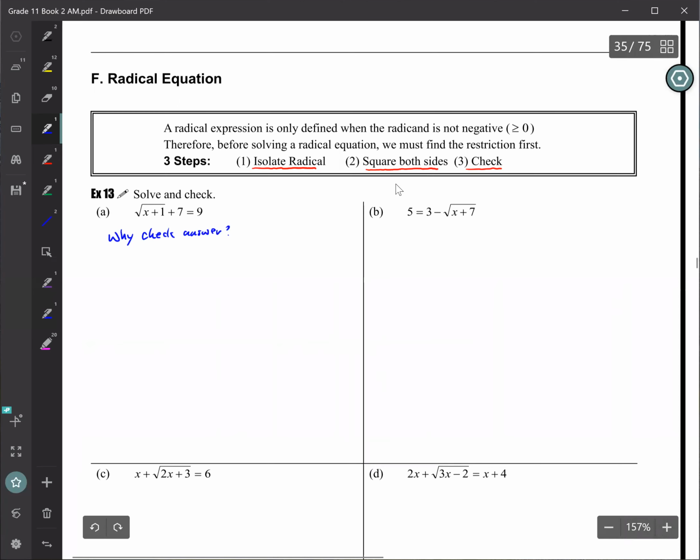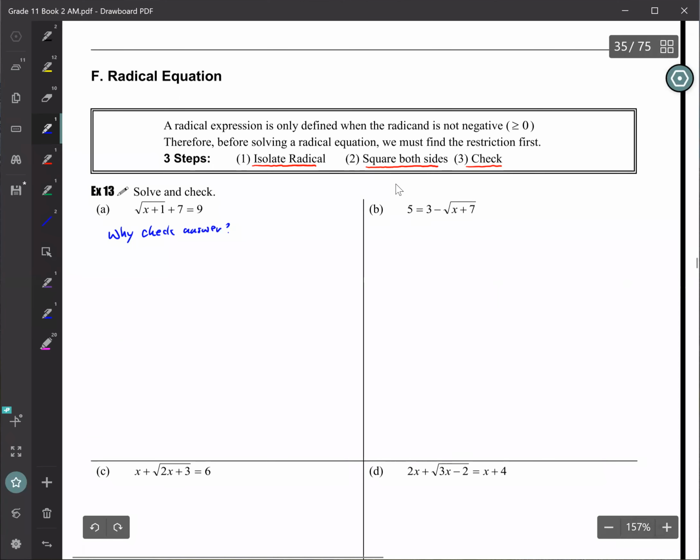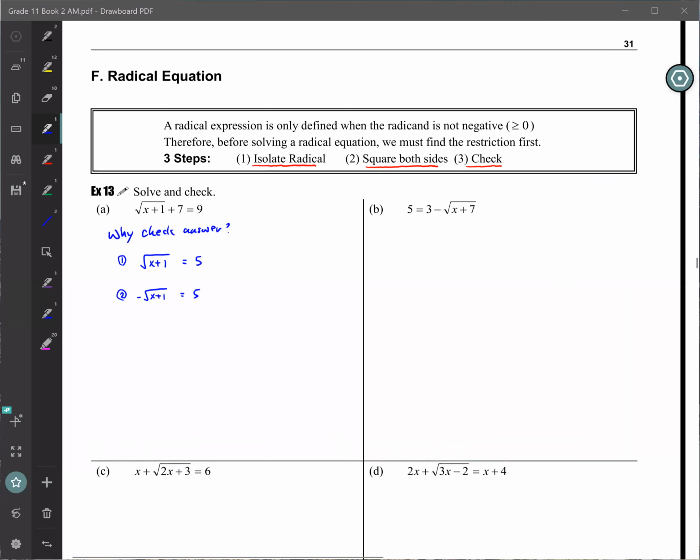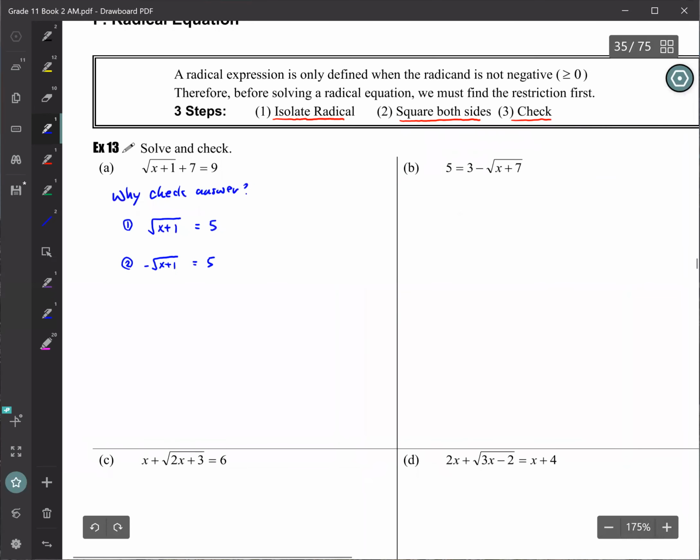Suppose you have two equations here, two different questions. One is square root of x plus 1 equals 5. Make it simple. The other one is the negative square root of x plus 1 equals 5. Can you guys copy this down first? And raise your hand when you finish copying.